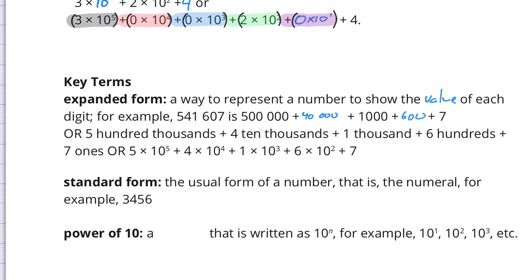or 5 times 10 to the power of 5. And if you'd like to do this grouping thing to make it make more sense to you, plus 4 times 10 to the power of 4, plus 1 times 10 to the power of 3, plus 6 times 10 to the power of 2, plus 7. Standard form means the usual form of a number, that is the numeral, for example, 3,456. That's all you have to do.